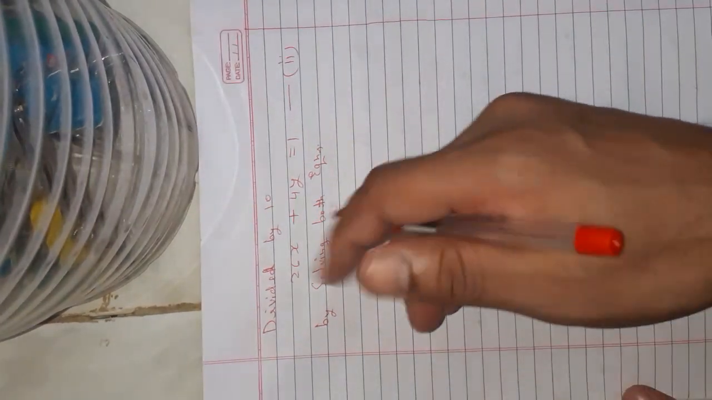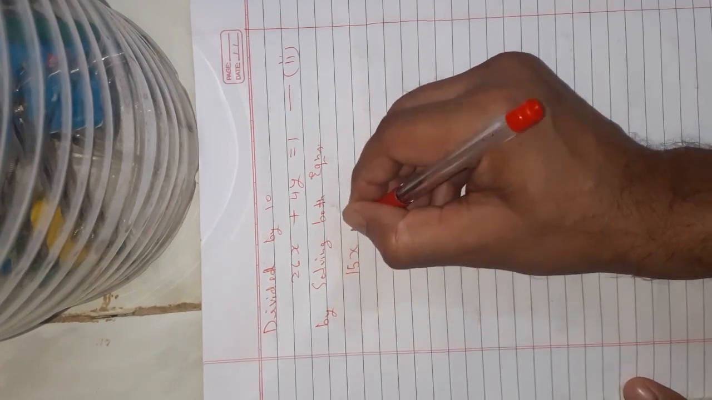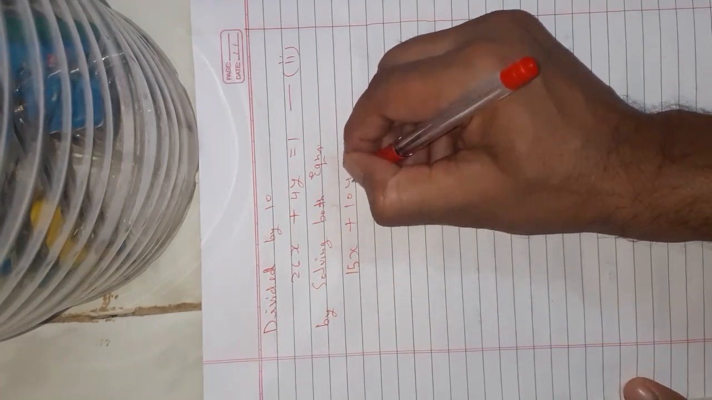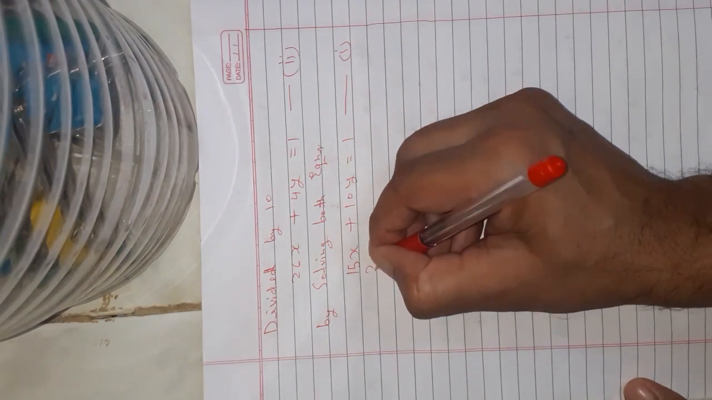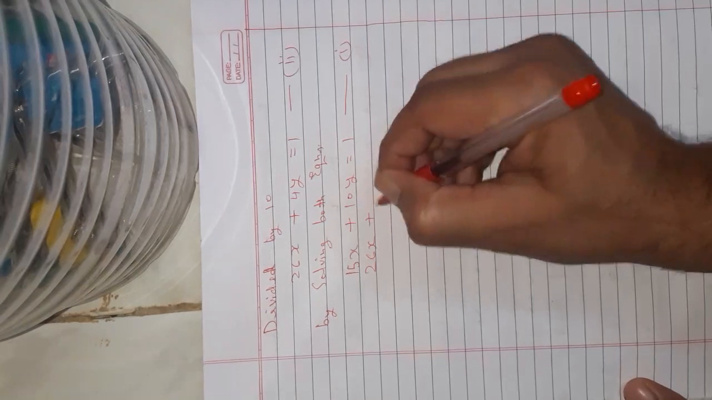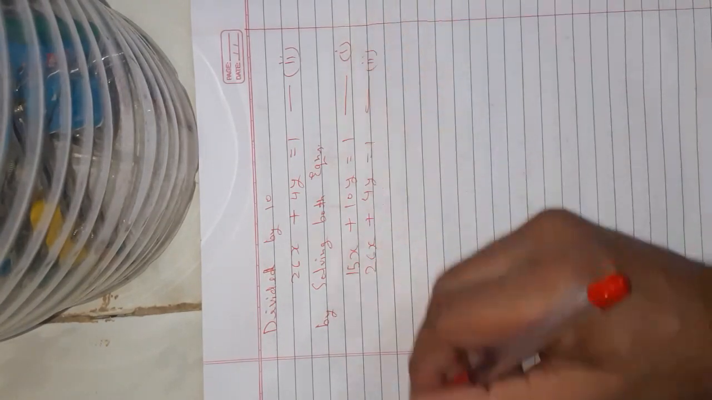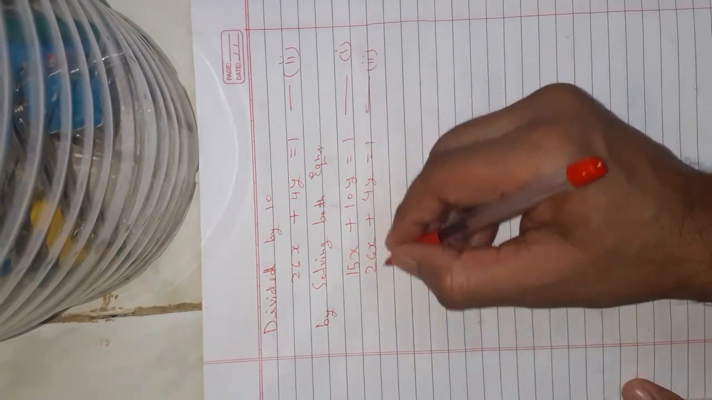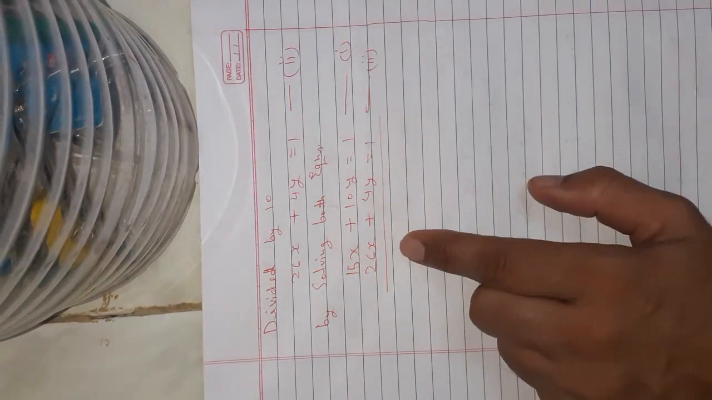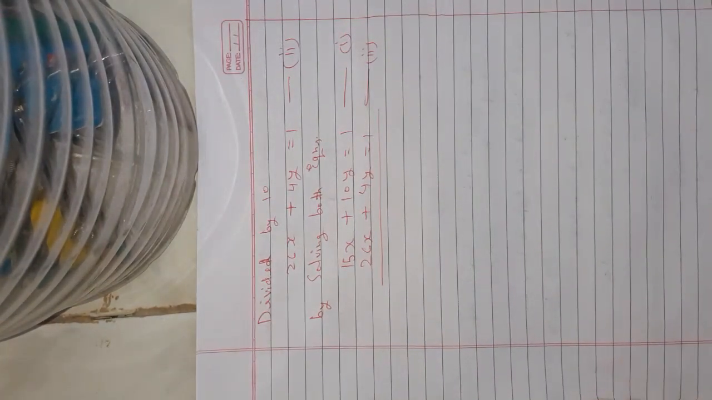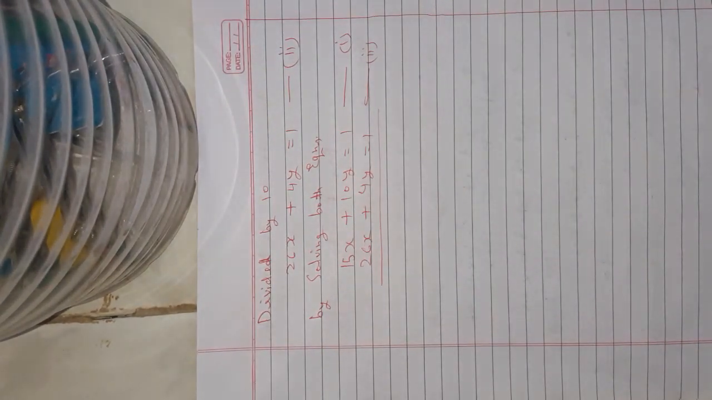What is there? The first equation was 15x plus 10y is equal to 1. This was the first equation. And the second is 26x plus 4y is equal to 1. This is the second equation. Clear? Now you can see here, neither the variable x is equal in both equations, nor the variable y is equal in both equations.